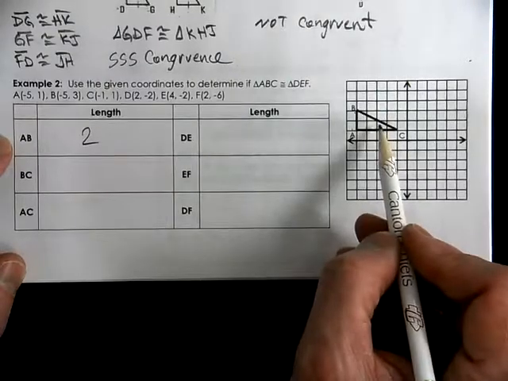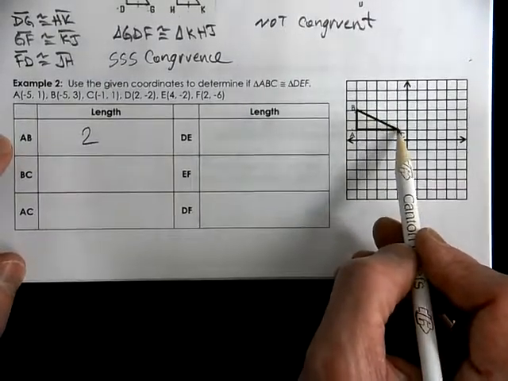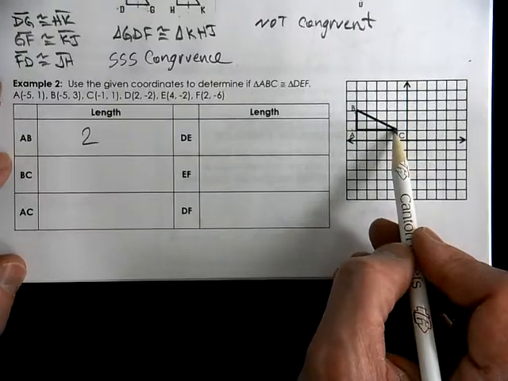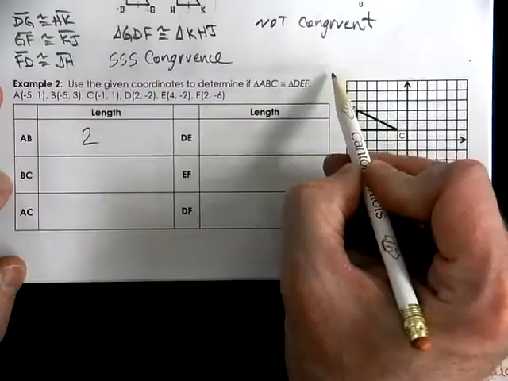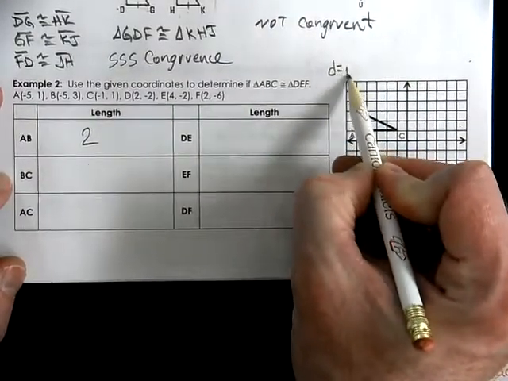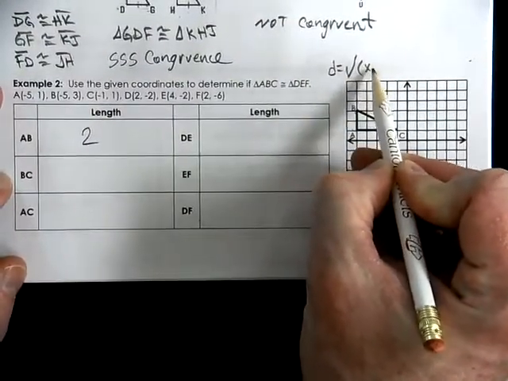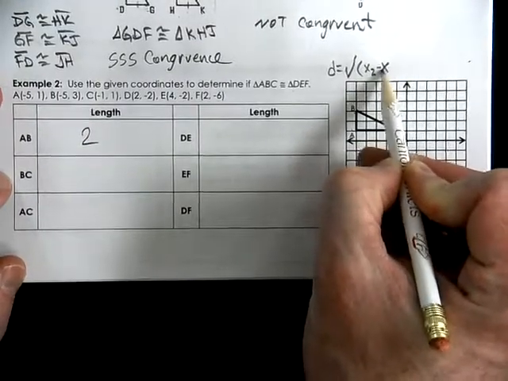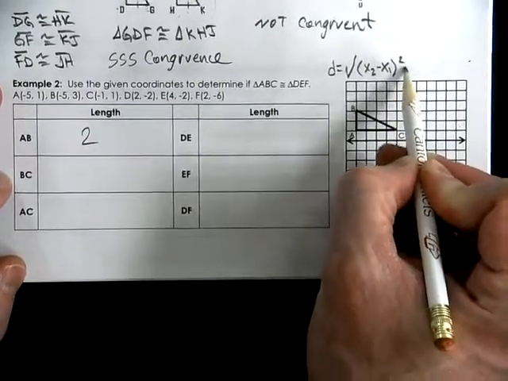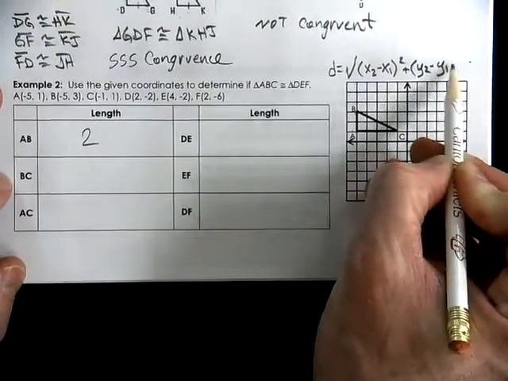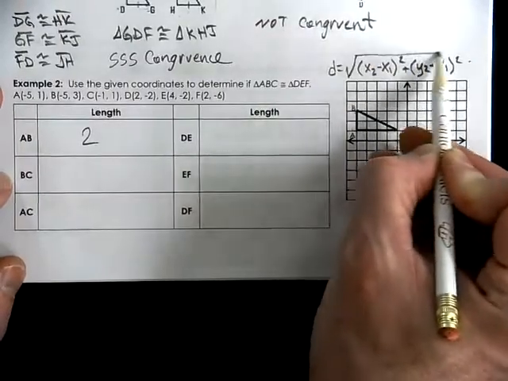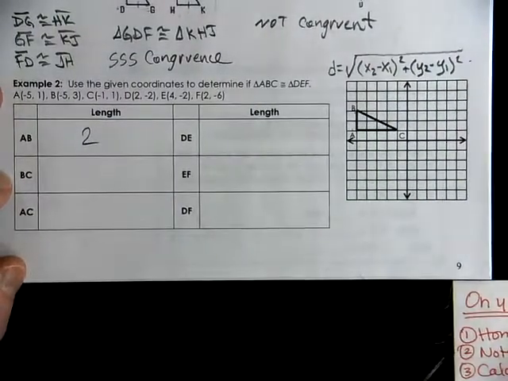BC is slanted. I cannot count this distance. But I can do the distance formula. And to remind us what the distance formula is, that's when we take our x2 minus our x1 and square it, plus our y2 minus our y1 and square it. That's the distance formula.